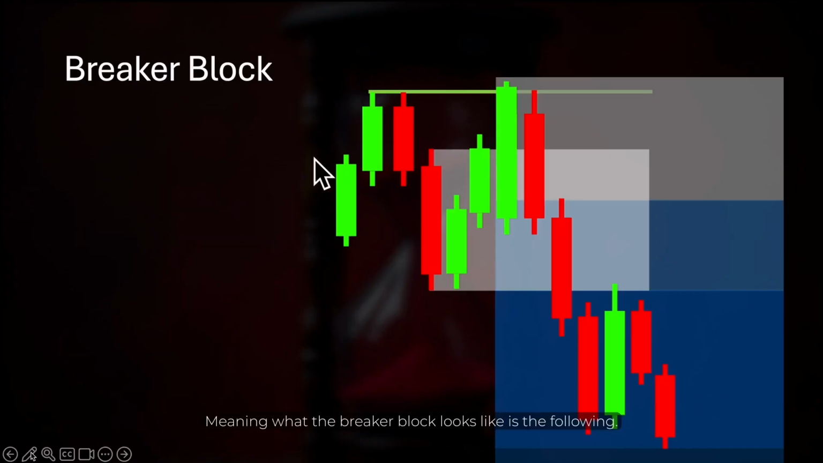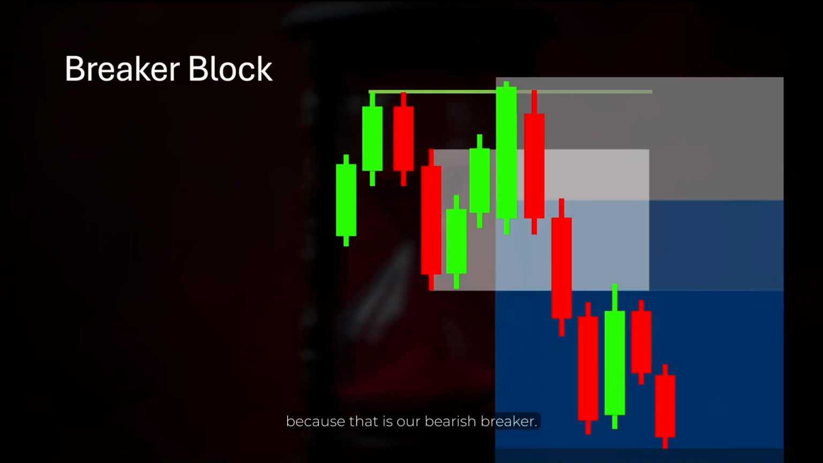Meaning, what the breaker block looks like is the following. What I would like to see is that the market expands towards the upside and we see a high get created. A retracement occurs and we then see the market create a higher high. When the market then displaces below this low, which set up the creation of that higher high, we are waiting for the market to retrace back into that low, into that down close candle, because that is our bearish breaker. The moment that price displaces below the breaker, its low right here, we can look for a retracement into that low, and when the market retraces into that low, that's a potential entry.